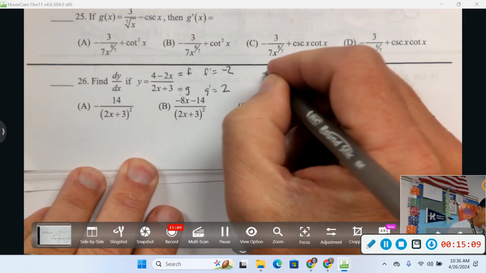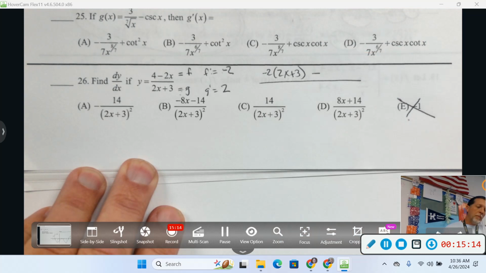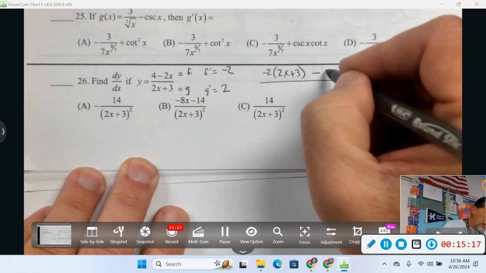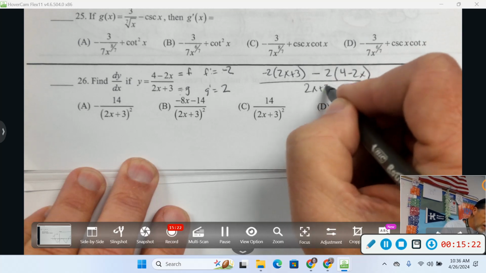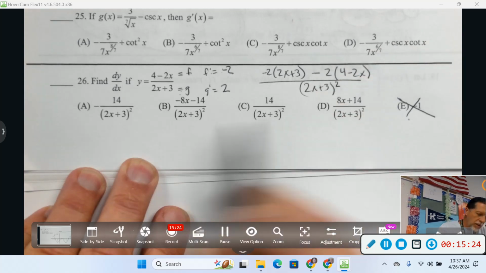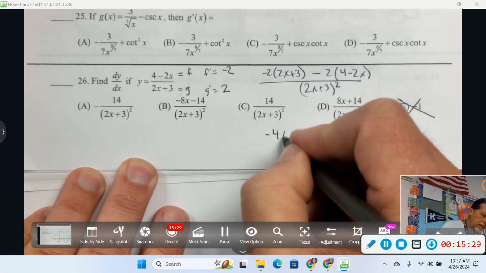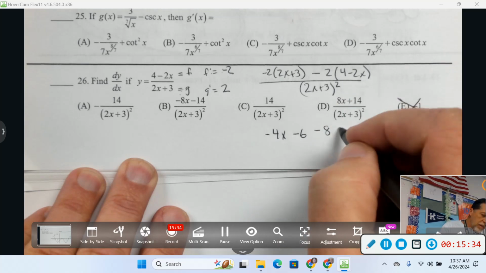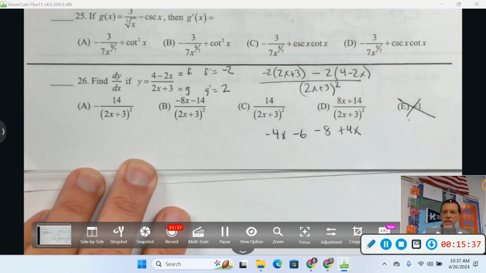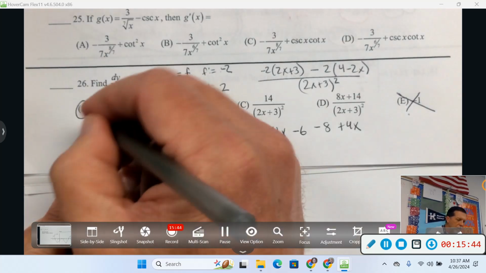G F prime: negative 2 times 2x plus 3, minus F G prime: 2 times 4 minus 2x, over the bottom squared. They all have the bottom squared, so I've got to focus on the top here. Negative 4x minus 6 minus 8 plus 4x. The x's went away, and that leaves me with negative 14. Negative 14, so answer A.